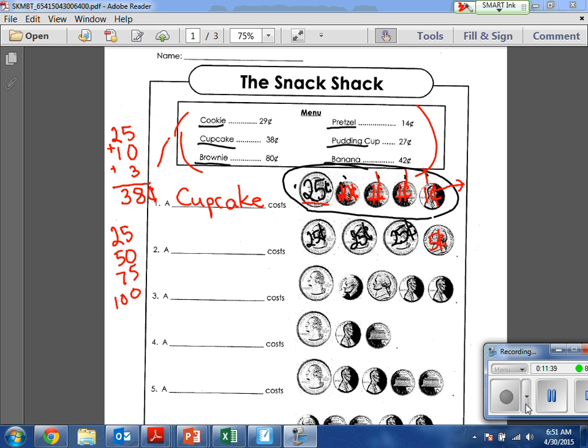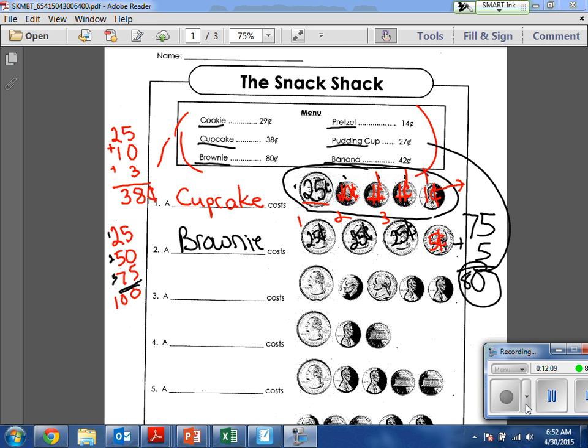Well, here we have 1, 2, 3 quarters. I have my first quarter, my second quarter, my third quarter, so that means I have 75 cents right there. So 75, I'm going to use that over here. And I know I have plus 5. 80 cents. So now I have to figure out which one of these things up here costs 80 cents. And I see that it is the brownie.